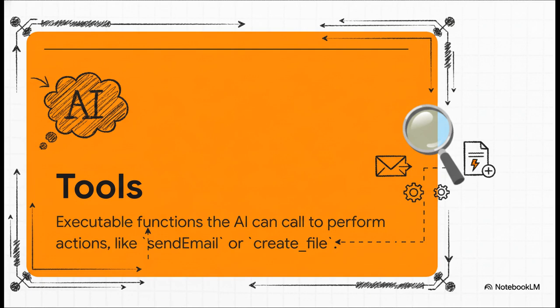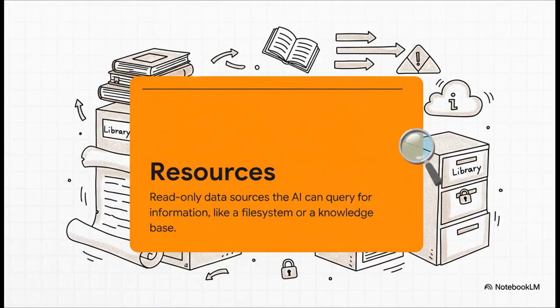And importantly, the AI model itself gets to decide when to use them. Okay, next up we have resources. So if tools are the verbs, you can think of resources as the nouns. They're the library of information the AI can look through for context, things like a company's knowledge base, a vector database, or just the files on your computer. This is how the AI gets the information it needs to ground its answers in reality.